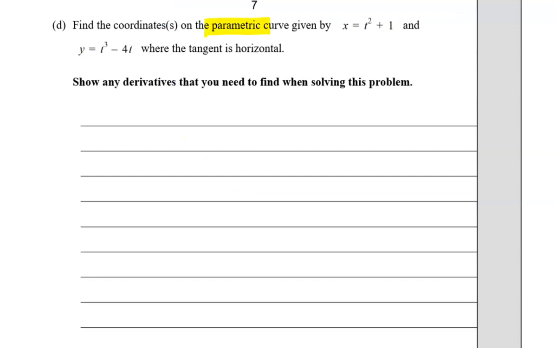Part D, we've got parametric equations for our curve. We want to find where the tangent is horizontal. That means the gradient of the tangent will be 0. So we first of all need the gradient. We need to differentiate each of these with respect to t. So dy by dt is 3t squared minus 4. dx by dt will be 2t.